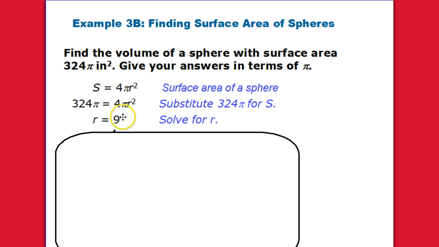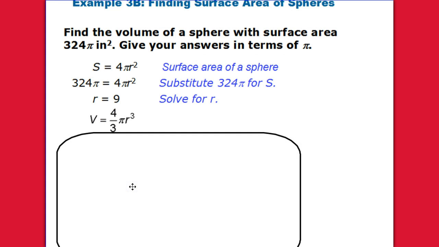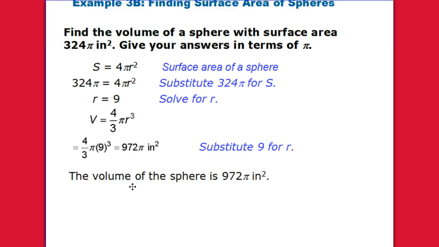Now we can use that known radius in the volume formula for sphere. So we start with that formula. Volume equals 4/3 pi r cubed. And pause the video if you haven't found it. Come back when you're ready. You should have found 972 pi inches squared.